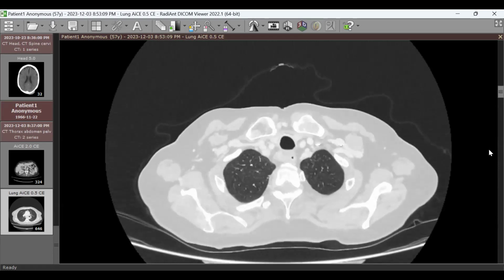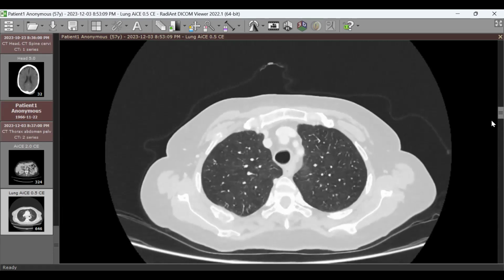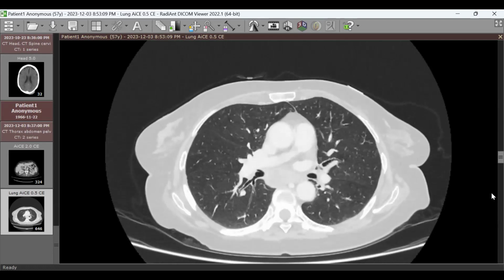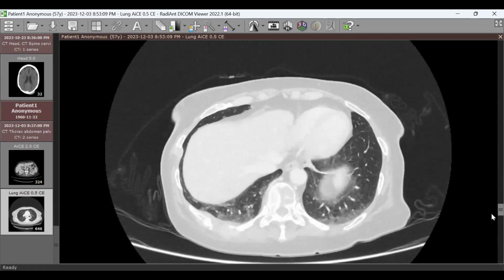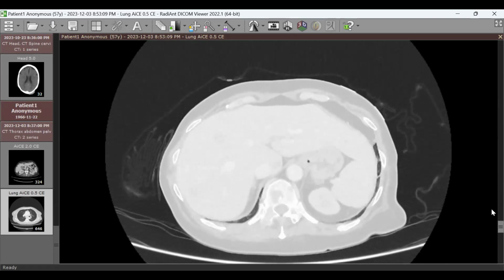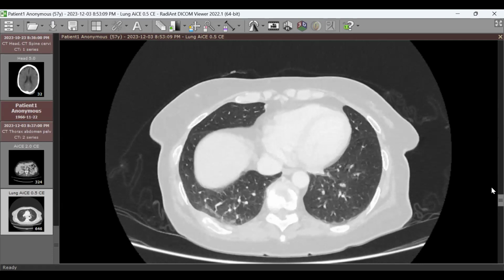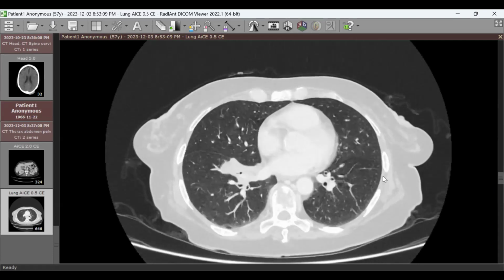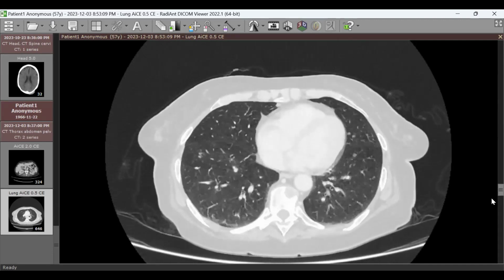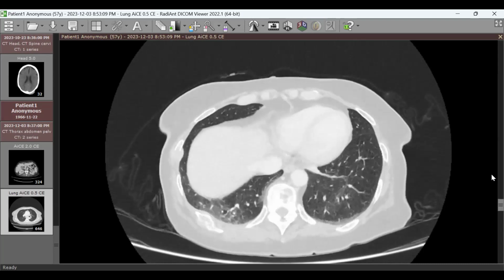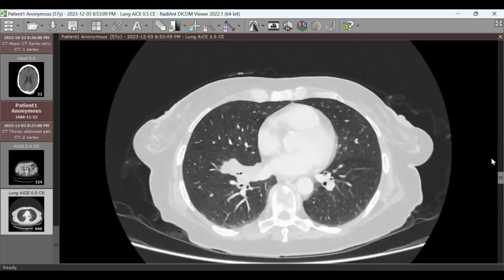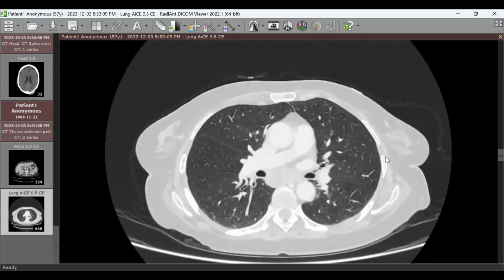Can you go down, please? Another time scrolling it. Yes, no problem. Focus on the right lung. On the right, bilateral basal subpleural ground glass opacity is noted, and there is, I think, obliteration of the right lower zone bronchus. Could be an endobronchial mass lesion.